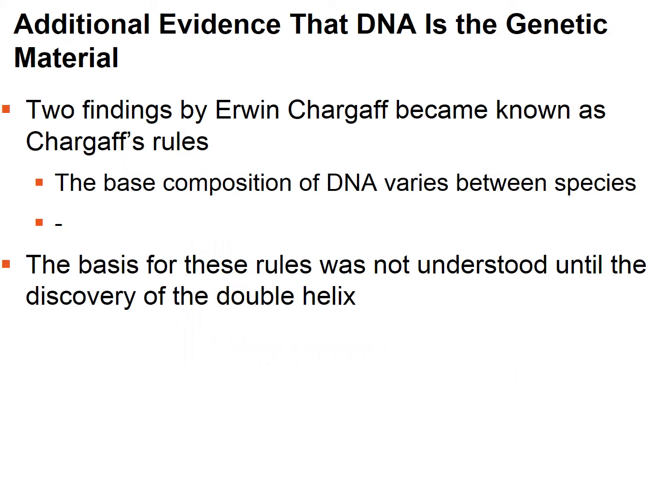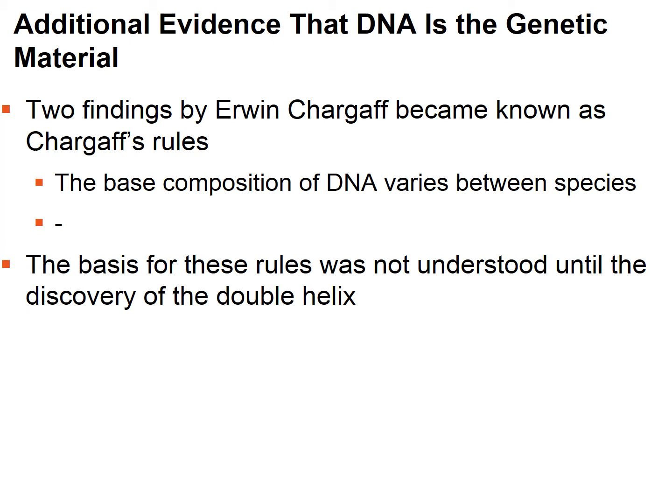Now, there are two findings by a researcher named Erwin Chargaff that became known as Chargaff's rules. And these had to do with the structure of DNA. So one thing that he found was that the base composition of DNA varies between species. So for example, let's say in humans, 20% of the bases are adenines. Maybe in mice, it's 10%. So the base composition varies between species. The same bases are involved, but there'll be different amounts of them.